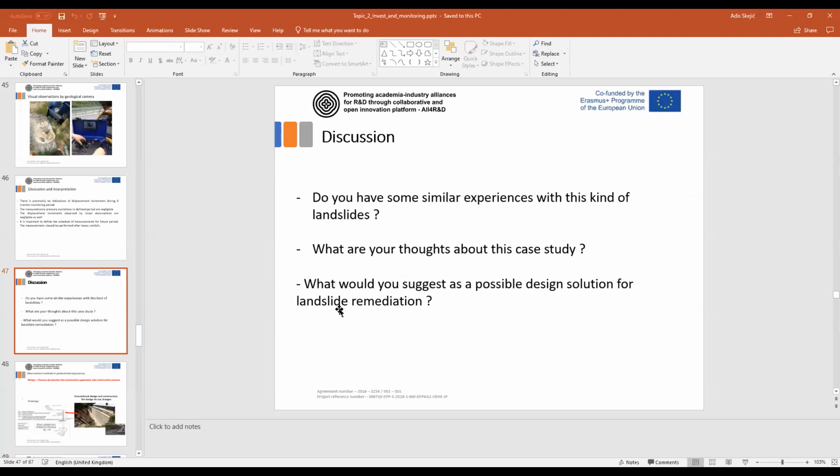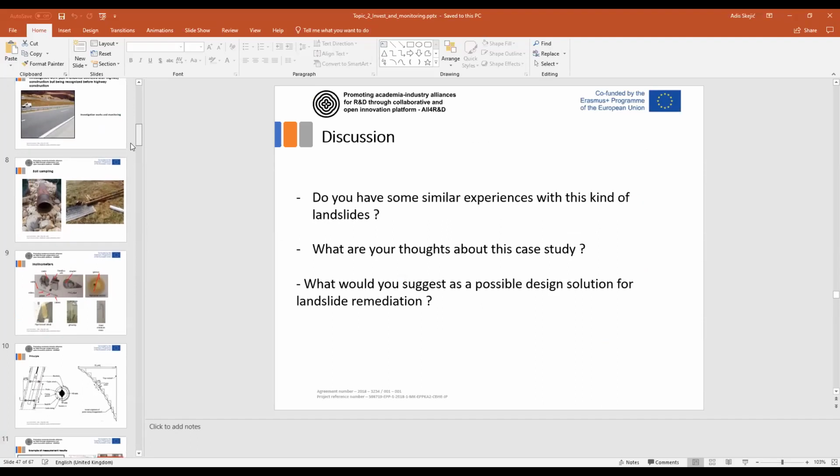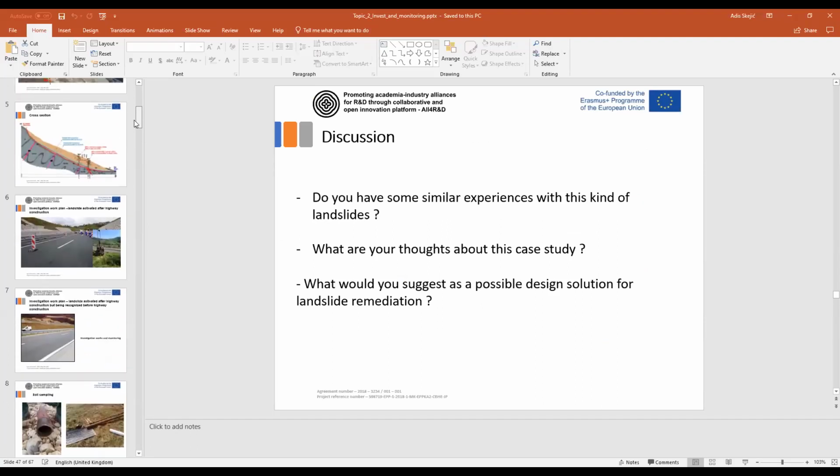I have a question. Yes, okay. Since we know the number of boreholes needed for one landslide, how can we know the depth of that borehole? Because in the longitudinal section that you showed in the first slides, there were some boreholes deeper than the others. So how can we know the depth of the borehole?